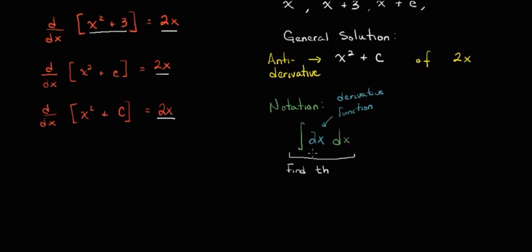But anyway, what this is saying is find the function whose derivative is 2x. And if you think about that, we've already essentially done that. You found the antiderivative. In other words, this thing is going to be equal to x squared plus c. This is the function that when we take the derivative, we get this 2x. So this is a function whose derivative is 2x.